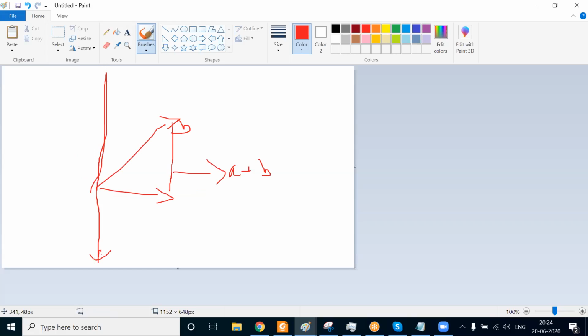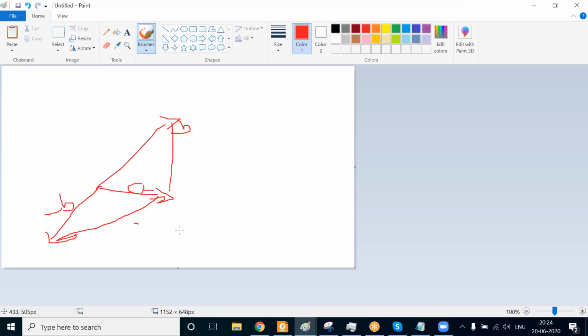Oh, I see. But I thought the opposite direction would be A minus B. No, no. If you do A minus B, it is going to be like this. Say this is B and this is A. If I do A minus B, then this is minus B, right? Oh, I see. This is A minus B. Yes.